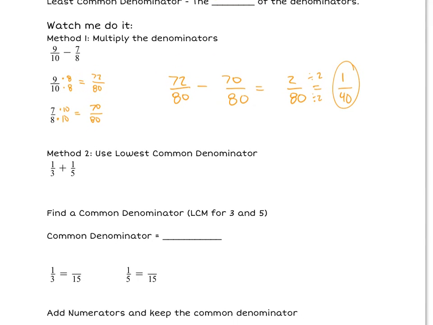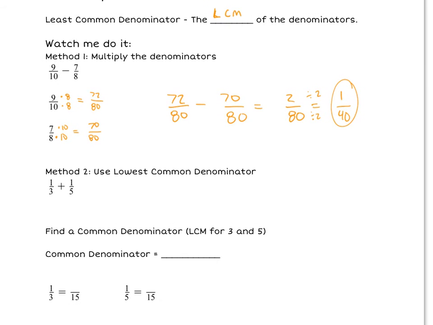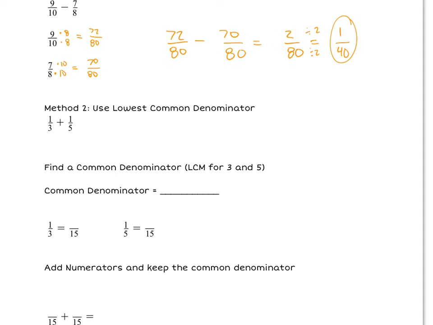The other way to do this is to do our lowest common denominator, so finding the least common multiple of the two. So find a common denominator between 3 and 5. So if you count by threes, you would have 3, 6, 9, 12, 15, and by fives you would have 5, 10, 15, and our 15s are our smallest number that is in common, so 15.